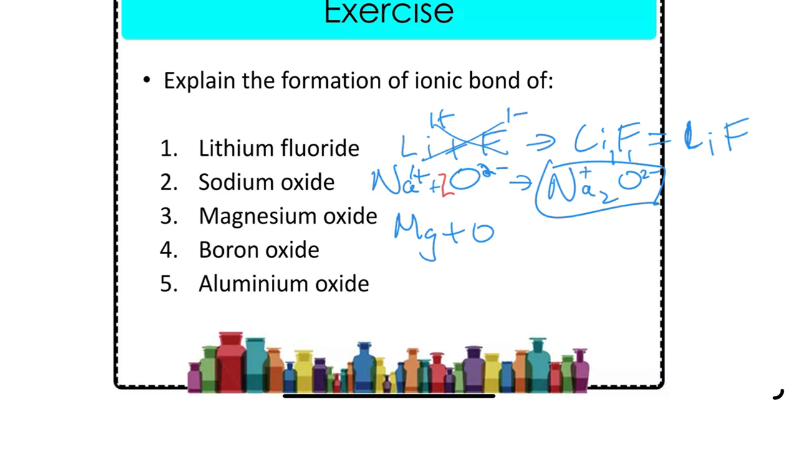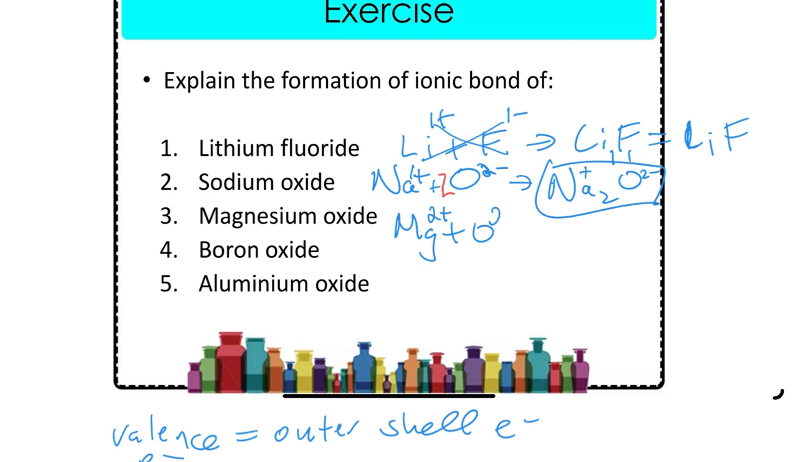Magnesium is in the 2nd family, so it has 2 valence electrons. Valence electrons are the outer shell electrons. So magnesium has 2 outer shell electrons, 2 valence electrons.